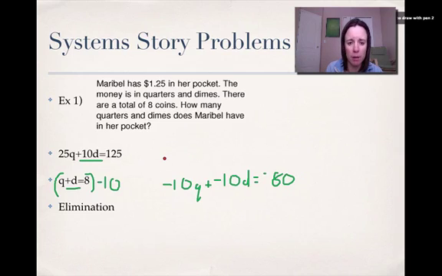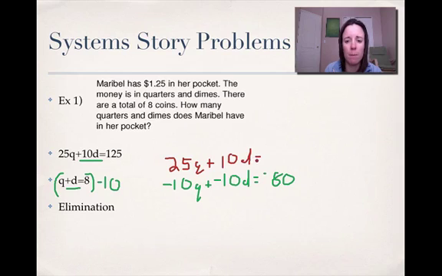I'm going to put my original equation for the value up here. So I've got 25Q plus 10D equals 125. All right, I'm going to do elimination. I like to do a quick check: will my variables eliminate? I've got a +10 and a -10. They will. Awesome. So let's add these together.